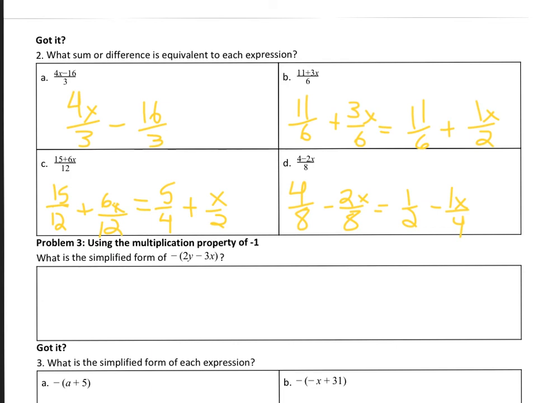Part C, 15 over 12, 6x over 12. I can simplify both of those. I can divide 15 and 12 both by 3. I can divide 6 and 12 both by 6. So I'm simplifying those fractions. And then in D, same thing. I can divide 4 and 8 both by 4 to get 1/2 minus 2x over 8. I can divide both of those by 2 to get minus 1x over 4, right? And if you wrote it as just x over 4, that works too. That's fine.